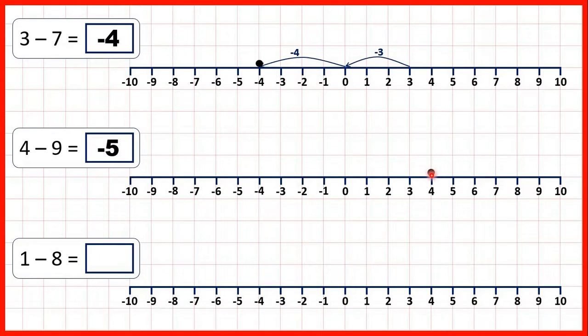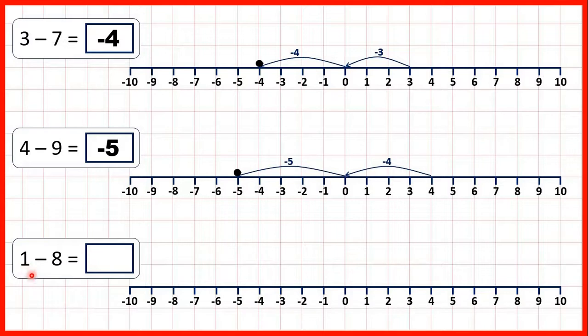Or what we could have done is make one jump of 4 to get to 0, because 4 minus 4 is 0. But then, because we've only subtracted 4 and we need to subtract 9, we need to subtract another 5, and then 0 minus 5 is minus 5.